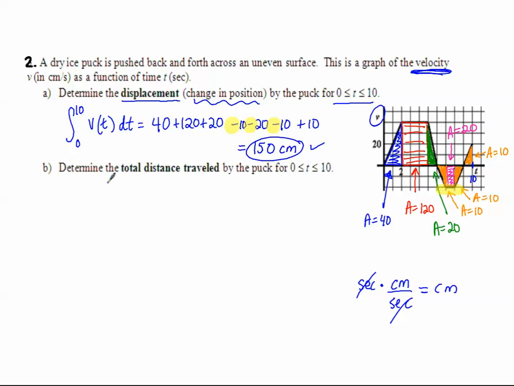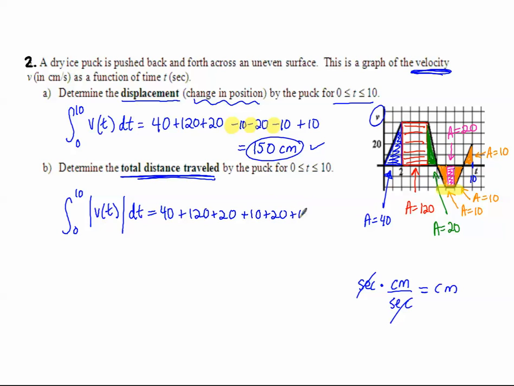Finally, we're looking for the total distance traveled instead of just the displacement. That will be the absolute value. We want to add everything. We don't want to take away what's going backwards. So instead of subtracting any of these, we are adding all of the areas. So plus 10, plus 20, plus 10, all of them this time, all of them positive. Anything that was below the x-axis, all positive now. This will give us a total of 230 centimeters.